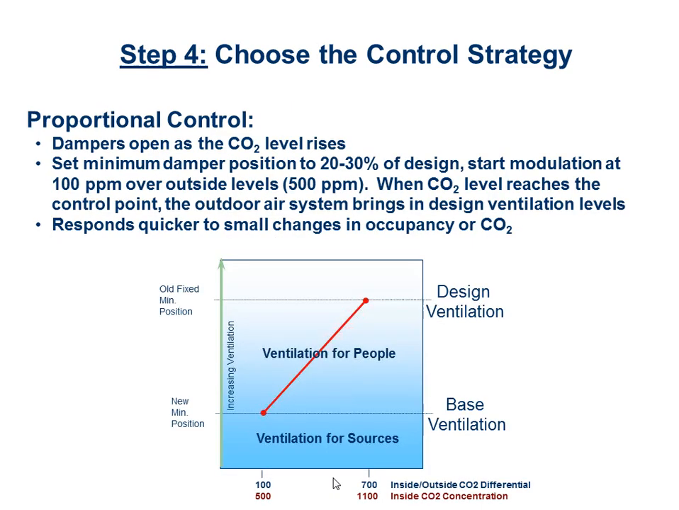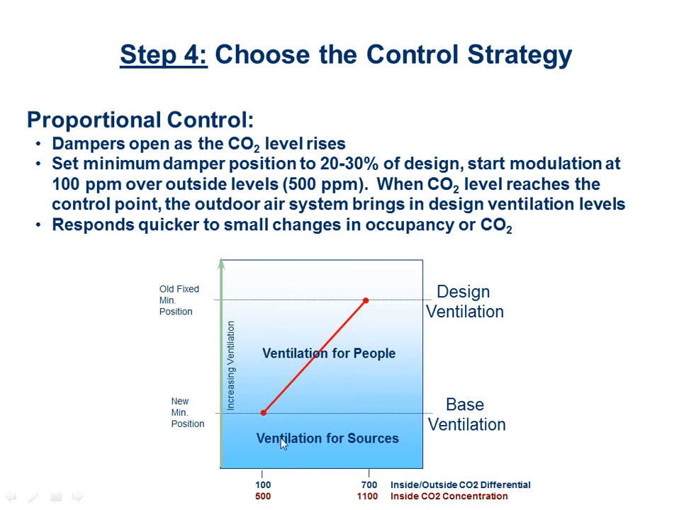A better way to do it would be to do it proportionally. That's what this chart is showing. Similar kind of thing. The top line here is my regular code design outside air rate, as if everybody was there. This bottom line, the base ventilation, is the amount of outside air I decided I need to bring in to take care of the VOCs in the space, or building pressurization, or whatever that absolute minimum driving factor was. And I'll modulate between those two.